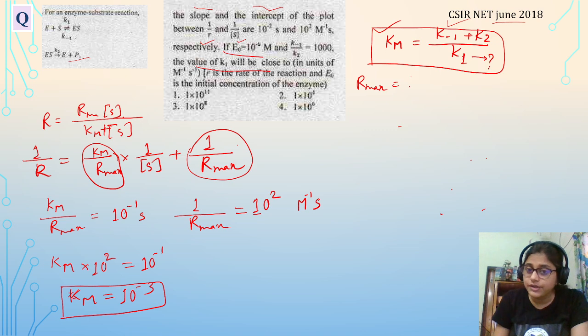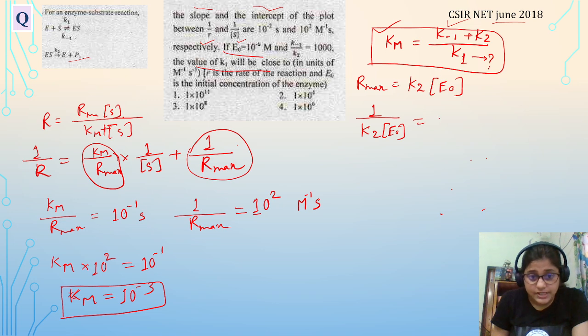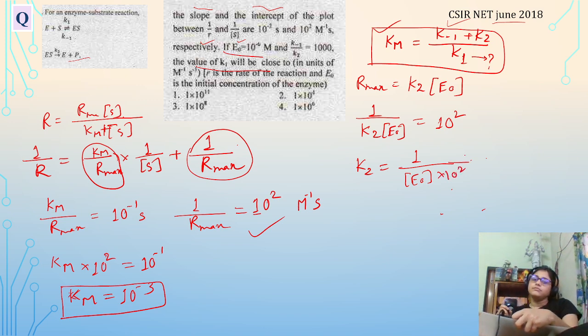See, R max value we know is K2 into E0, right? So 1 by R value is given, because it is the intercept. Let's say I am putting R max value here. 1 by R max value is what? 100, or 10 to the power 2. So K2 value will be 1 by E0 into 10 to the power 2.